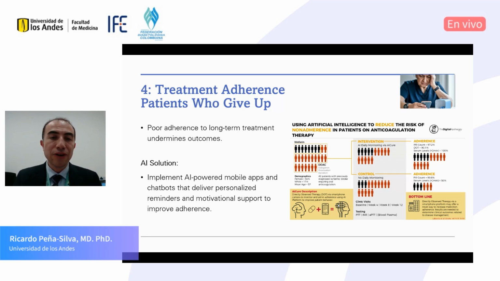But implementing artificial intelligence in elements like mobile apps or chatbots can help us to provide personalized care or reminders for the patient, and it could even be useful to increase motivation in the patients to follow the instructions. And in this particular image, we are showing an example of a group of patients that suffered a stroke and then were assigned to different interventions. In one of the interventions, the patients have daily monitoring through this application, which is ACure. And patients that use the application have a much better adherence to the anticoagulant medication that the patients were prescribed.